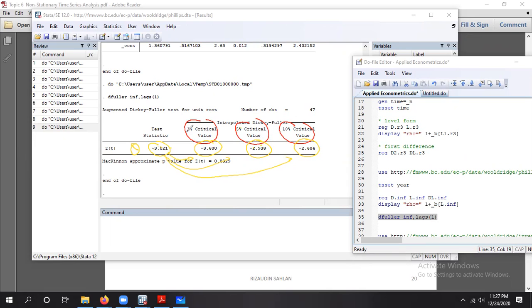So this is the advantage of using the Dickey-Fuller command, dfuller, because we don't need to get the critical value from the table. The critical value is automatically provided by Stata.